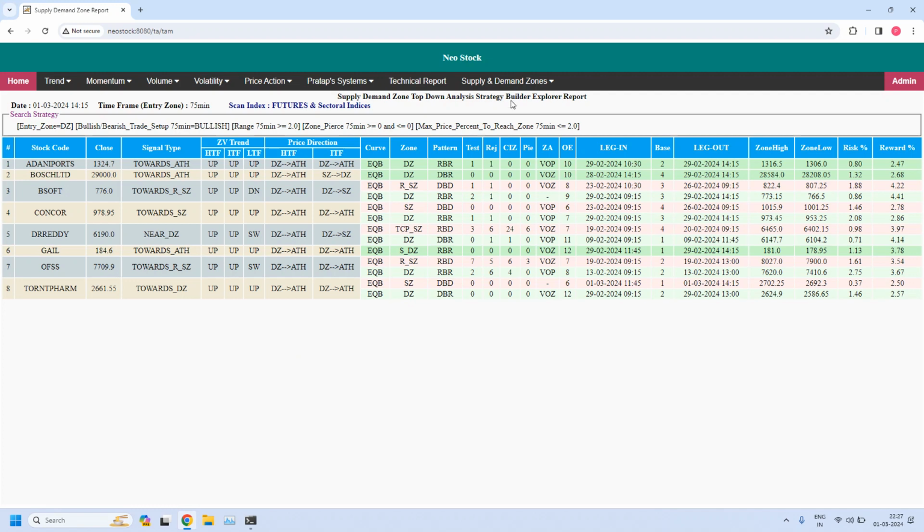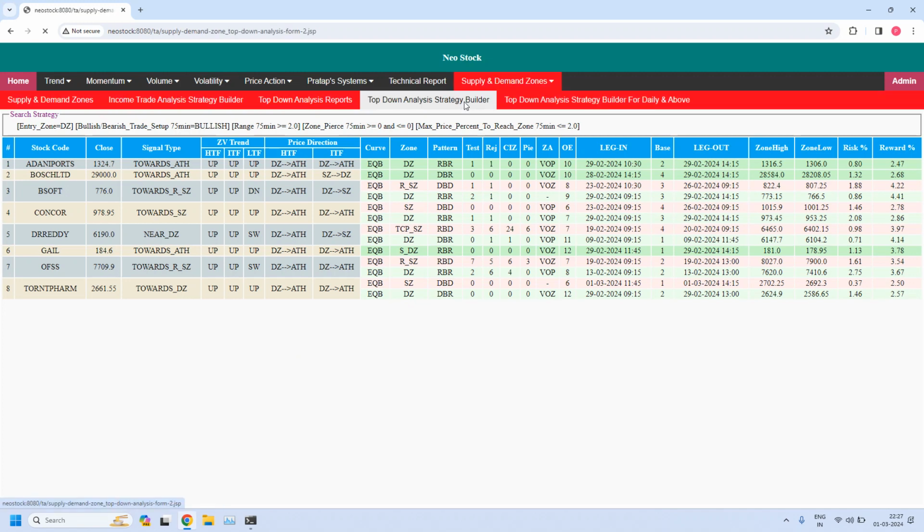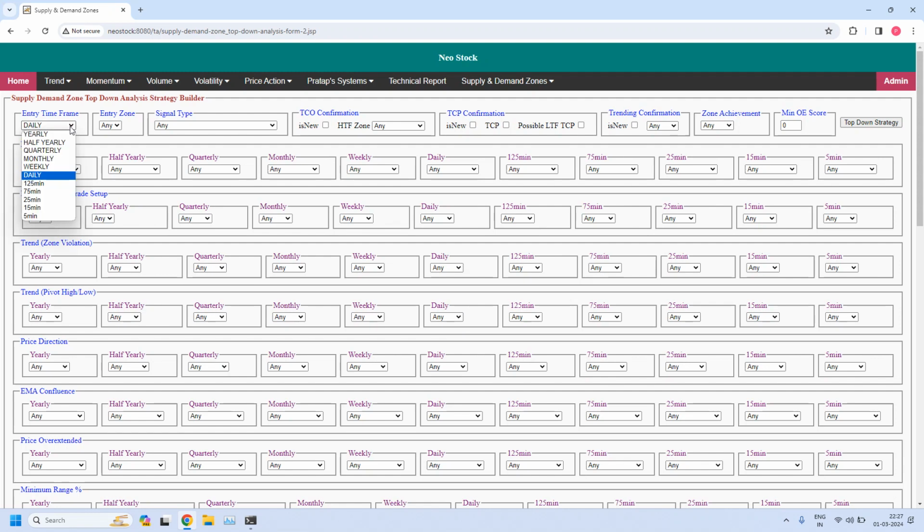Now let us look for a bearish trade setup. So entry time frame should be 75 minutes. This is the bearish trade setup for weekly income trade. So weekly income trade entry time frame is 75 minutes. Because it is bearish trade setup, entry zone should be supply zone. In the parameter bullish or bearish trade setup at 75 minutes, we are selecting the value bearish.